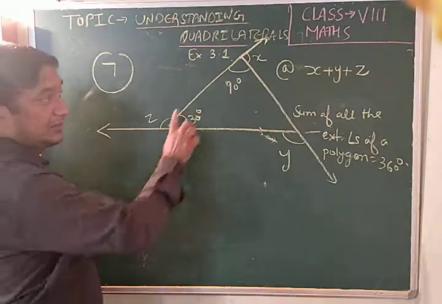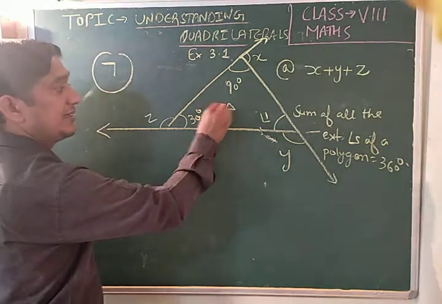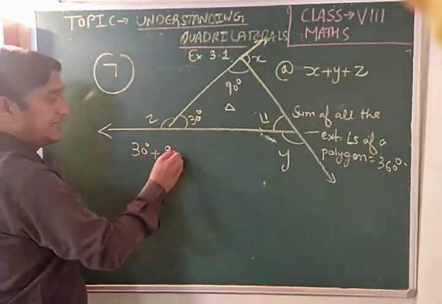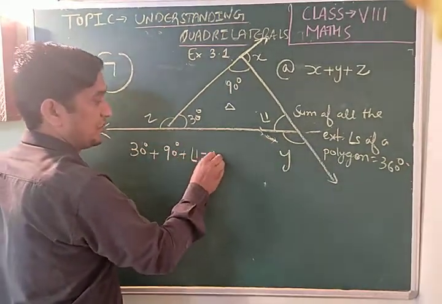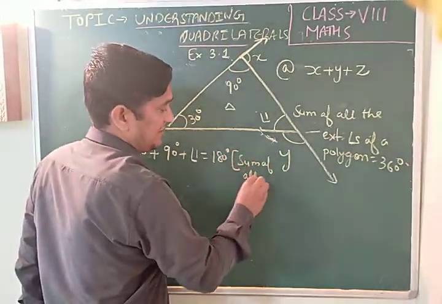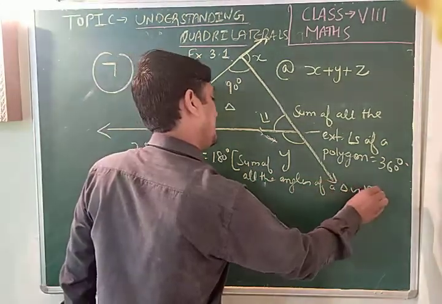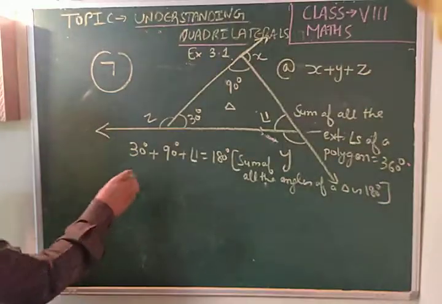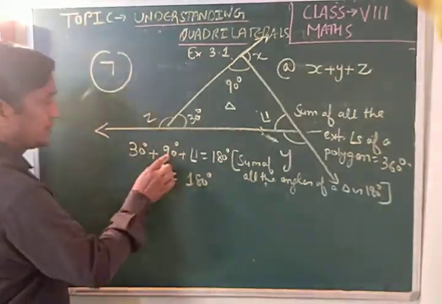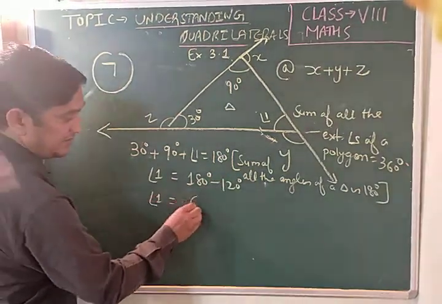Simply you can do it this way. Now let this first angle be 1, and this is a triangle. So angle 30 degree plus 90 degree plus 1 is equal to 180 degree, because we know that the sum of all the angles of a triangle is 180 degree. So the value of 1 we can find like this: 90 and this 30, 120. Angle 1 is 60 degree.